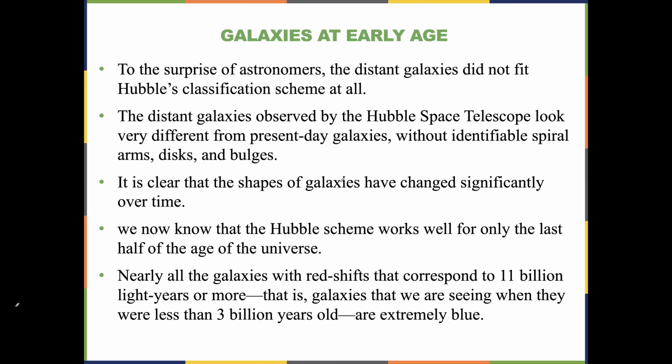So that's why I have mentioned here that the distant galaxies observed by Hubble Space Telescope look very different from present-day galaxies, without identifiable spiral arms, disks, or bulges. So it is true that we define galaxies and their shapes and their features, but when you look for galaxies observed by this Hubble telescope that are so far away, they are very different, and they don't have spiral arms, bulges, or anything like that.